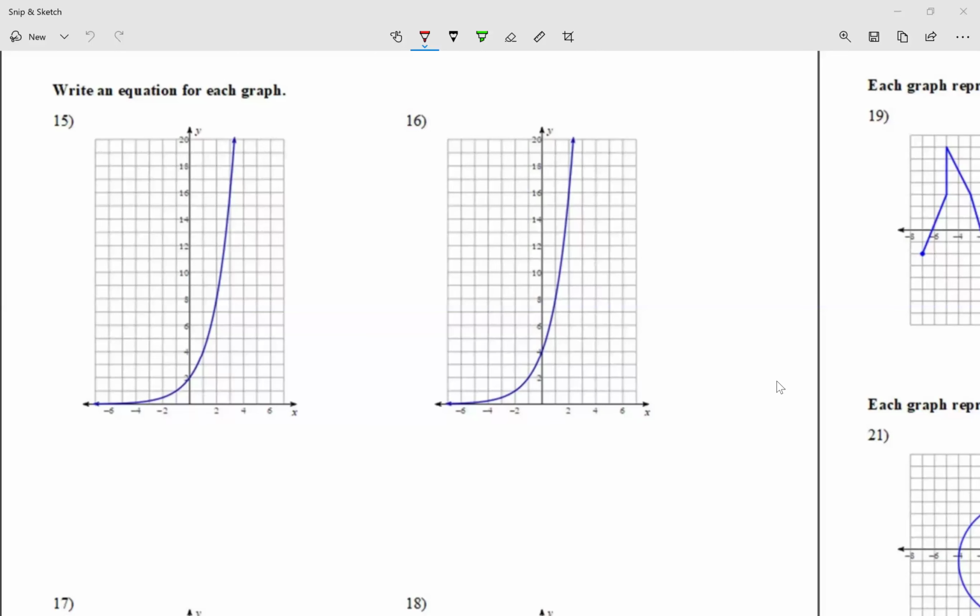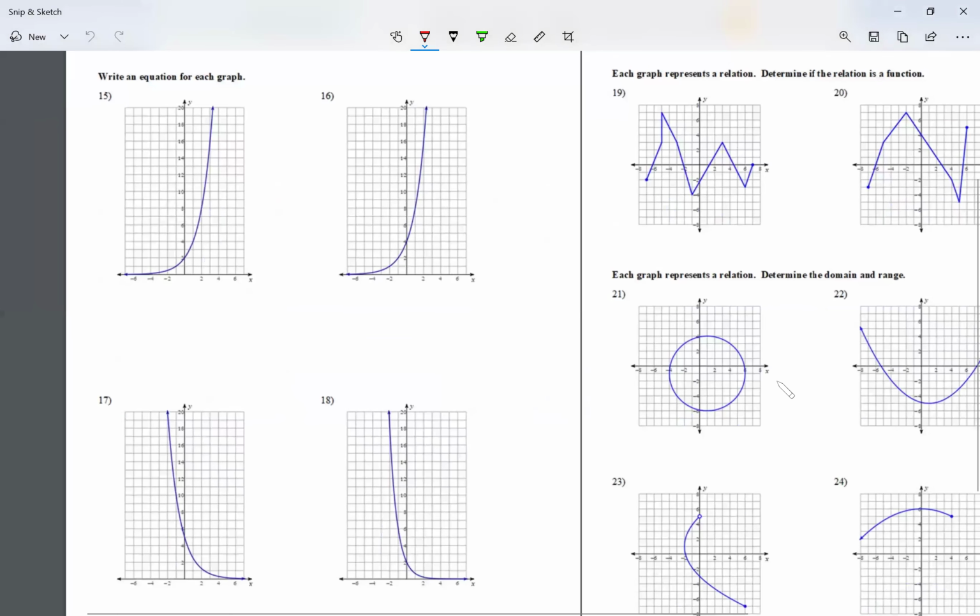Okay, so today we're looking at writing an equation for each graph. We're given a graph, and it looks exponential, right? I'm going to be looking at questions 15 through 18. It looks exponential because it looks like a curve, and I have to write the equation.